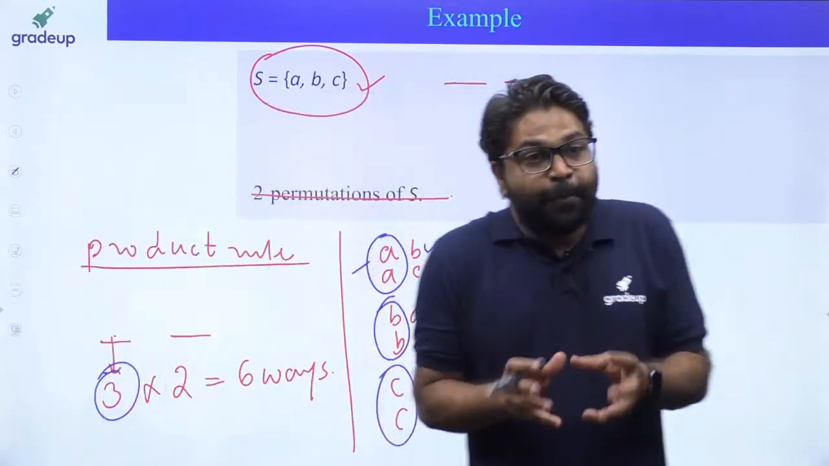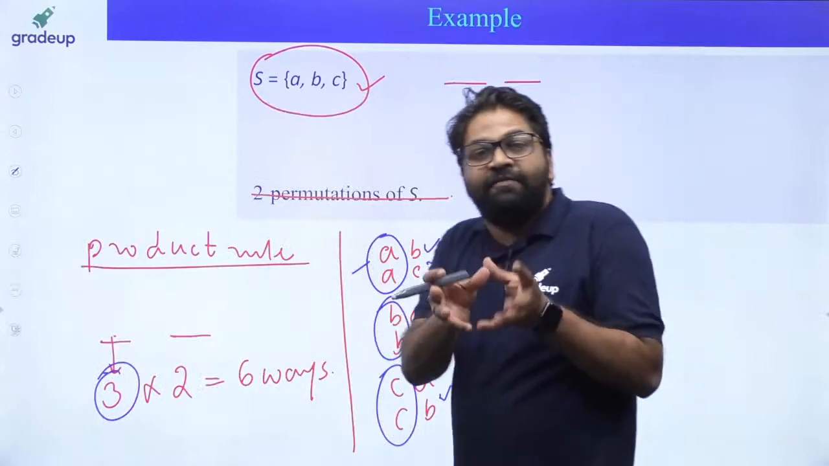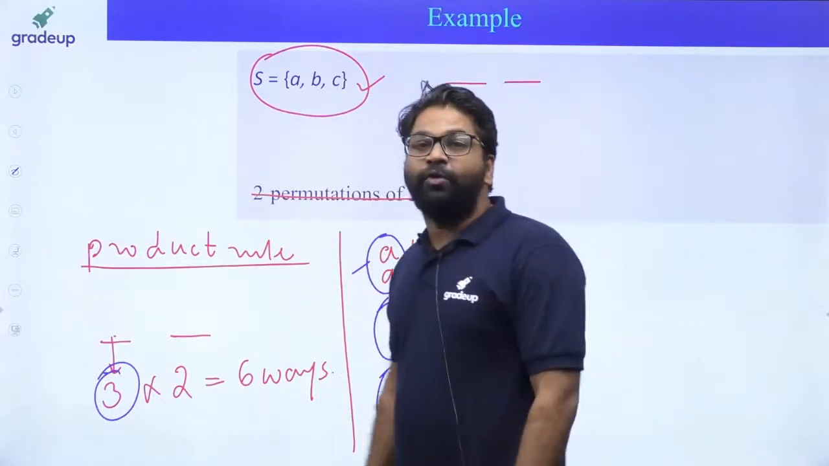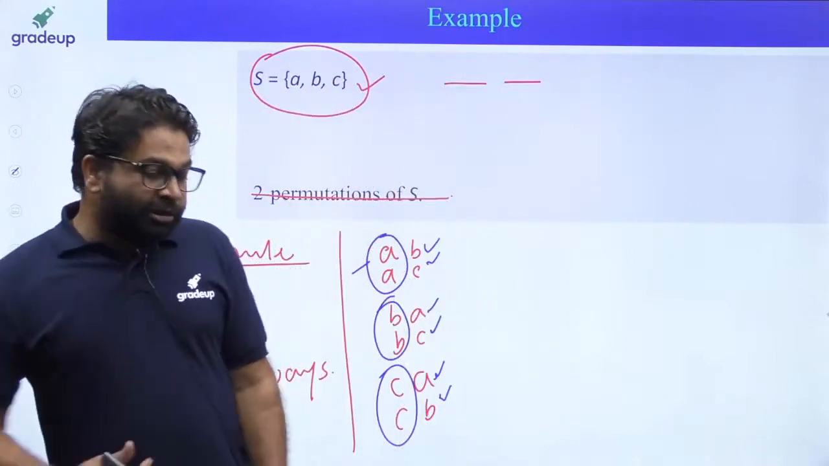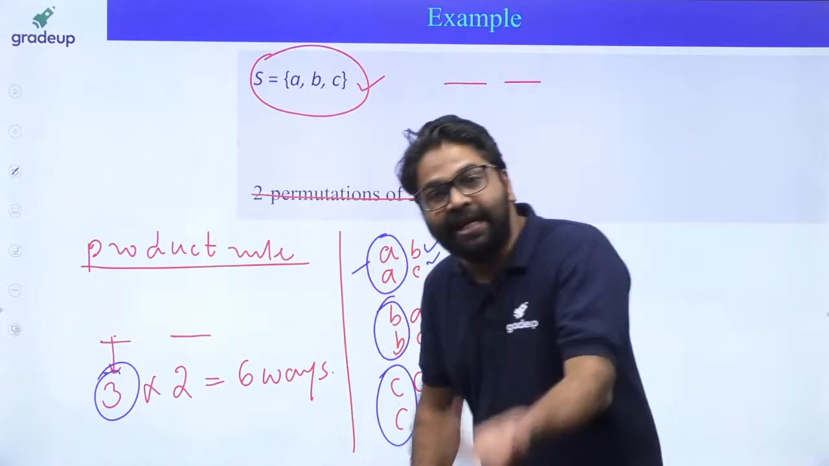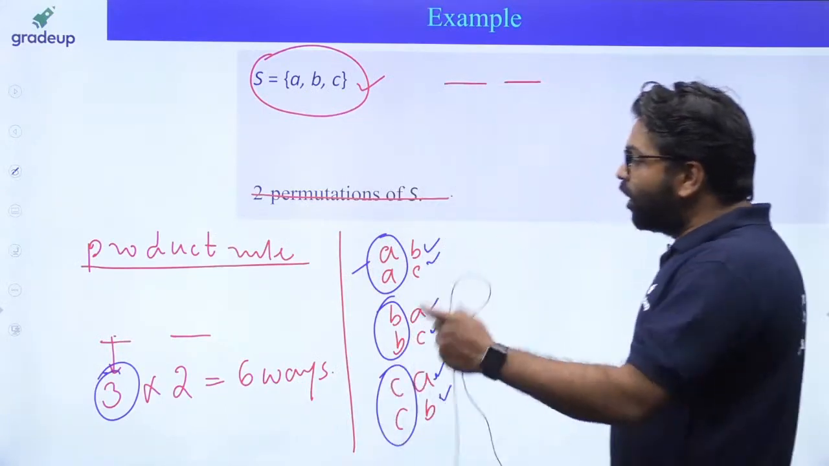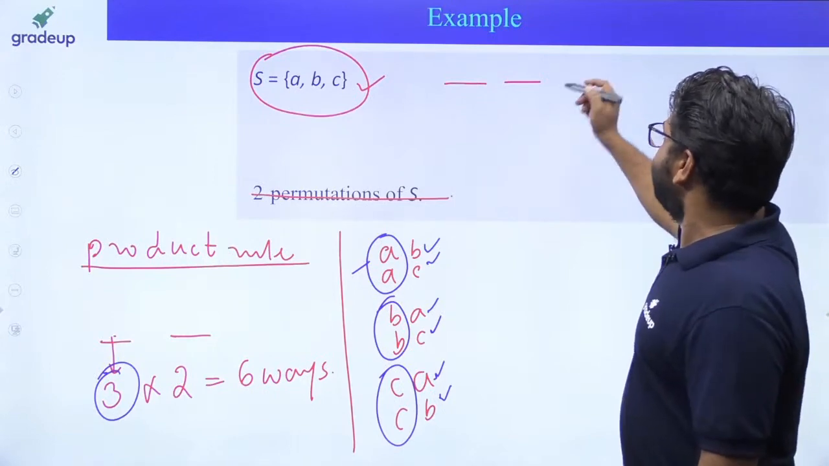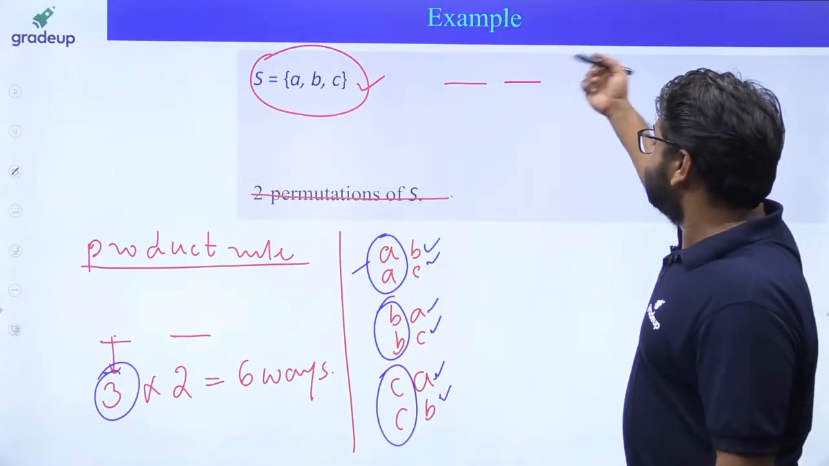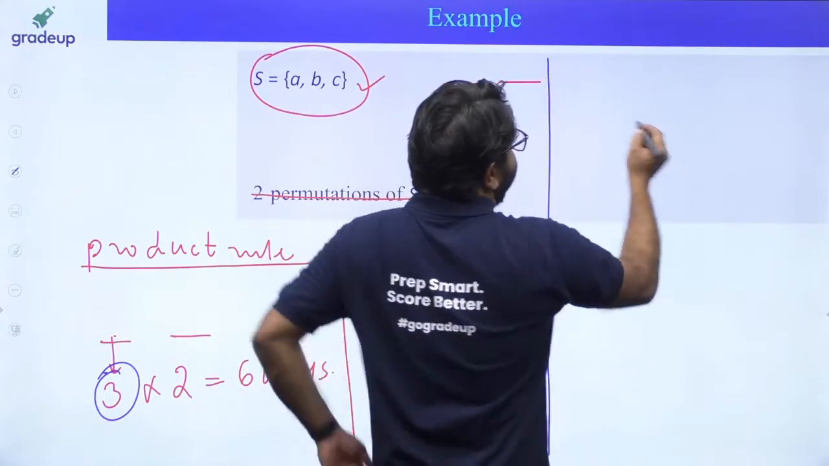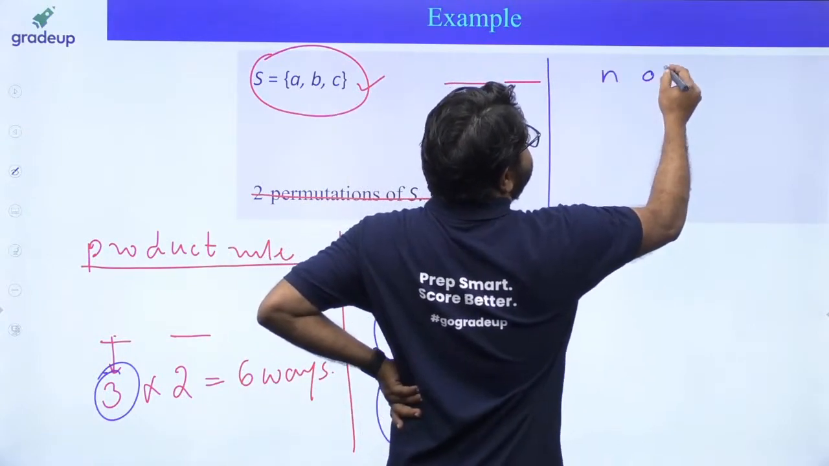So along with the product rule, if the word linear arrangement comes, product rule and linear arrangement, then you can use the permutation. So actually permutation is nothing but the extension of the product rule with the linear arrangement. Now, let's go first with the product rule and then the sum rule. Now with the permutation, suppose you have n objects.